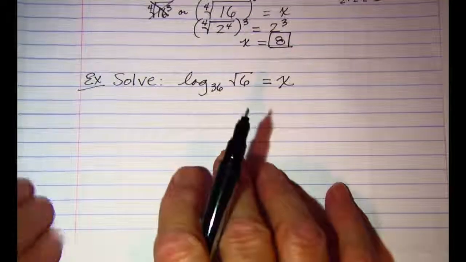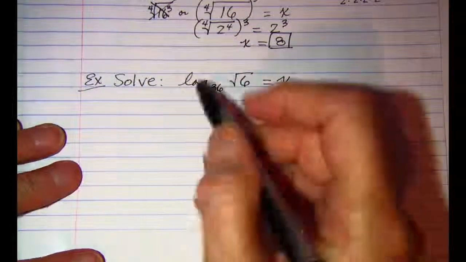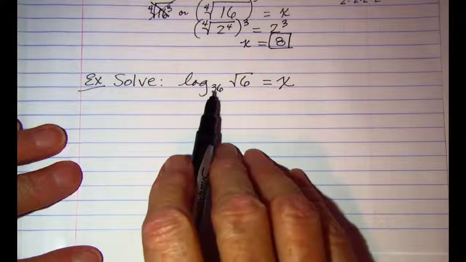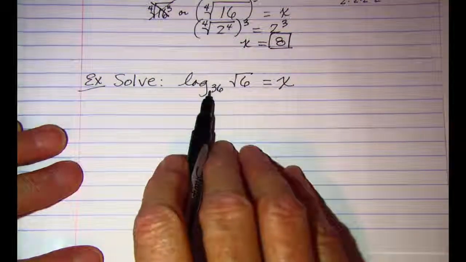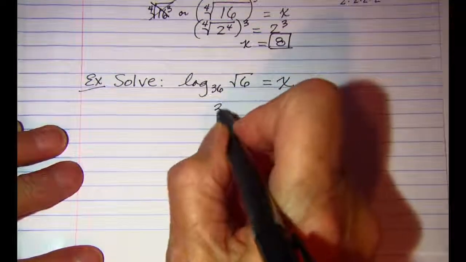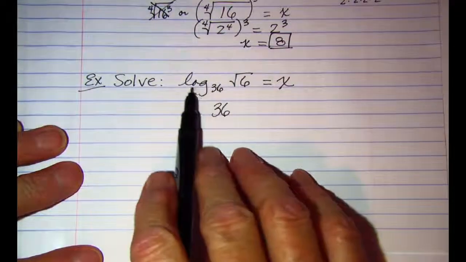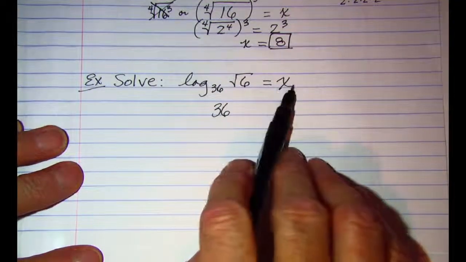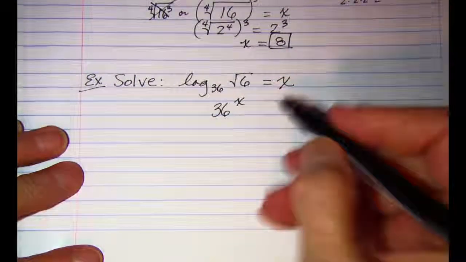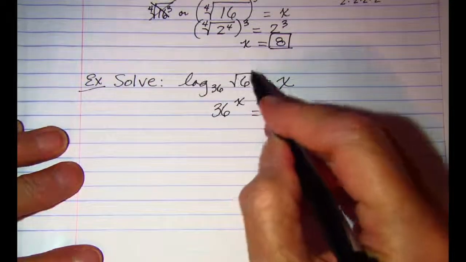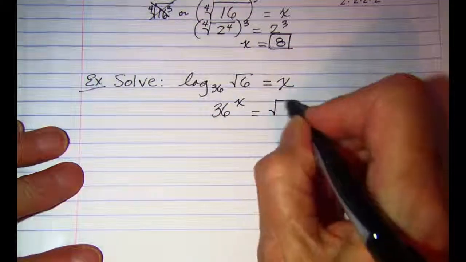Right. My next example. Again, we're going to approach this by writing as an exponential. The base of my logarithm is 36, so the base of my exponential is 36 as well. We know that the log is the exponent, so x is my exponent, and then my argument of the logarithm is what this exponential is equal to, so square root of 6.